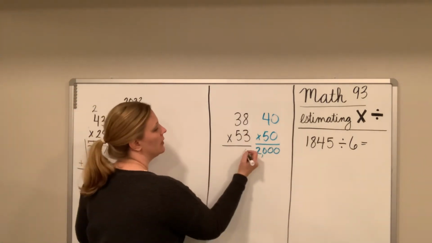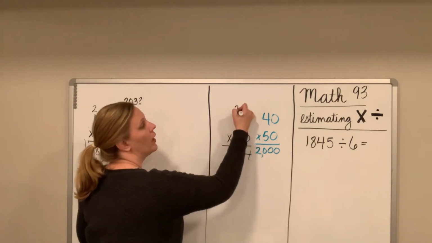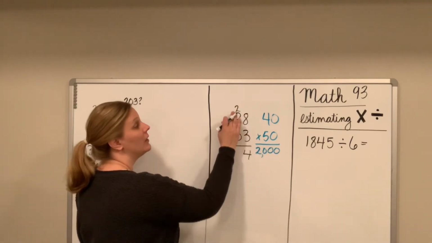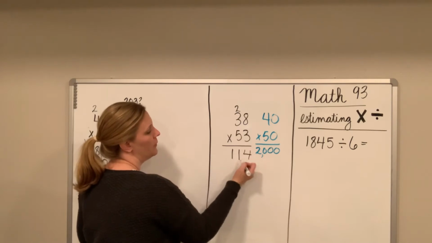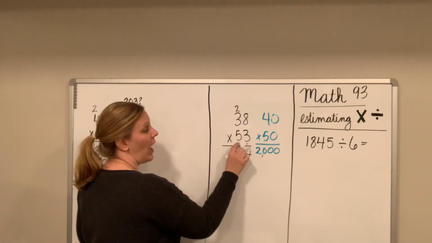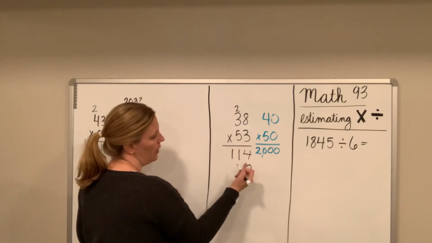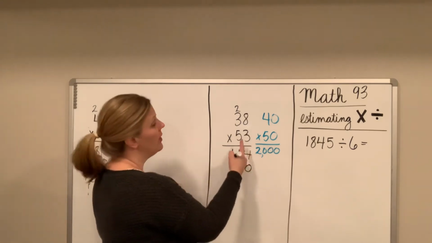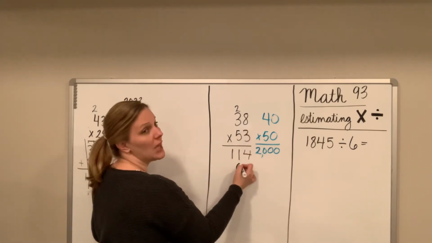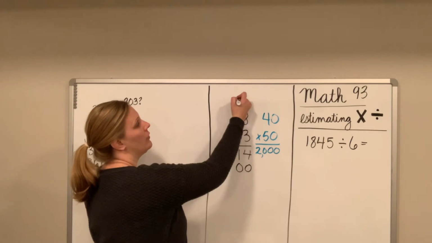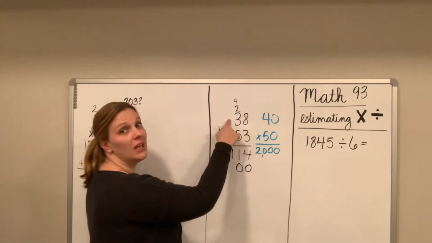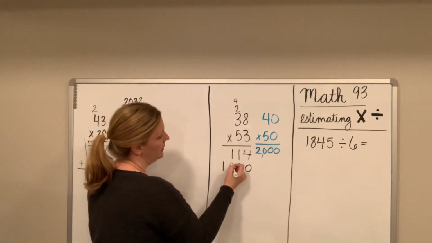3 times 8, 24. 3 times 3 is 9, plus 2 is 11. Okay, moving on, multiply by 5. I need my placeholder 0 right here, keeping my numbers nice and lined up. 5 times 8 is 40. Put down my 0, carry my 4. 5 times 3 is 15, plus 4 more is 19.